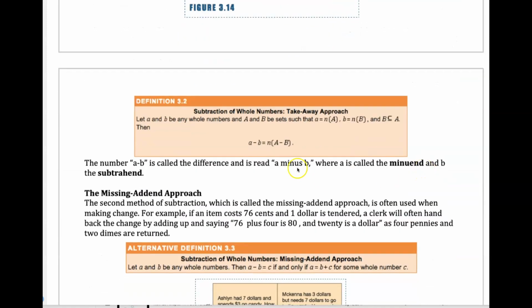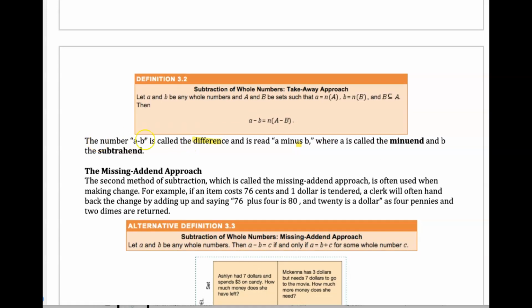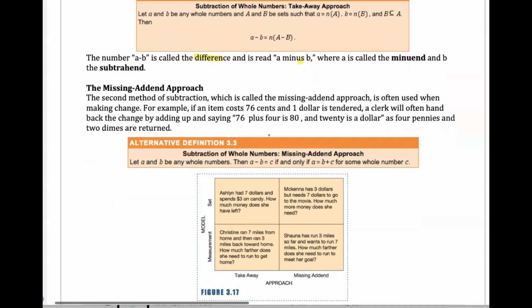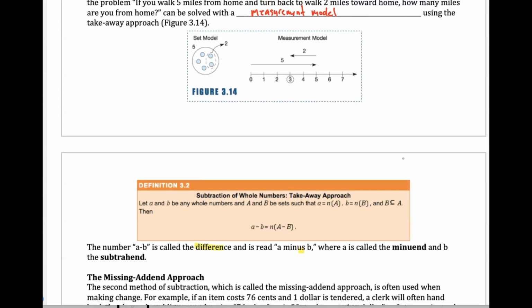And so what is our definition? We go back to a set definition. It's the number of objects from A minus B when you look at how many objects are in A and B. In this case, the number A minus B, we call that the difference. When you subtract A minus B, that's the answer. Again, not as important, minuend and subtrahend. Most people forget those terms, but those are the values in a subtraction problem. And so that's one way to solve a subtraction problem, through that takeaway approach.